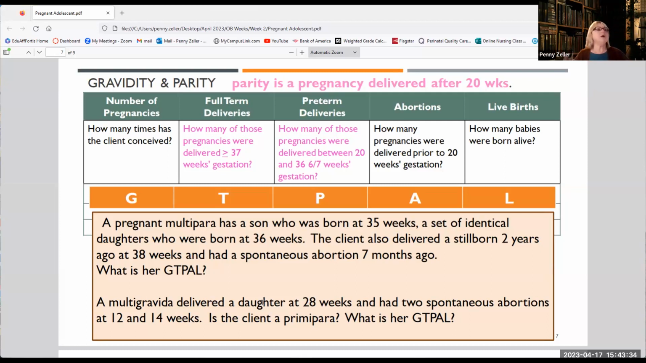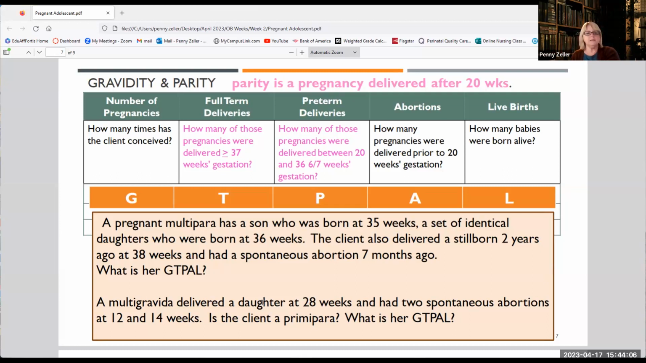Abortions: how many pregnancies were lost prior to 20 weeks, whether induced or spontaneous, also known as a miscarriage. And then live births: how many children has she delivered that were live? So your stillbirths and your abortions are not going to be in that last column, only the live born babies.